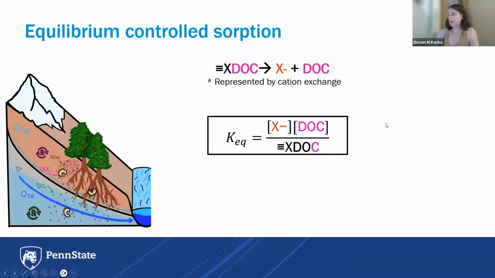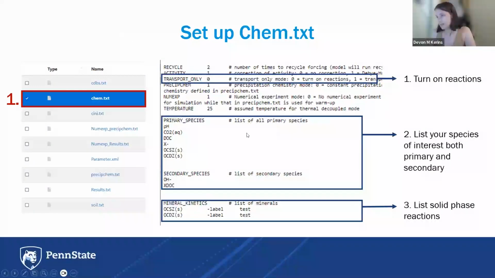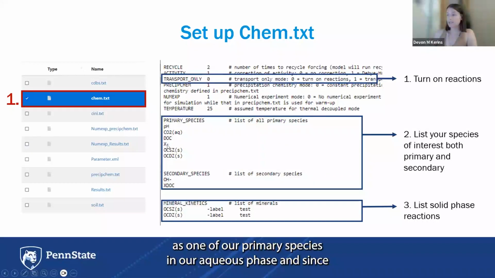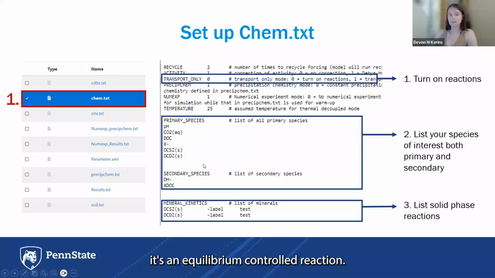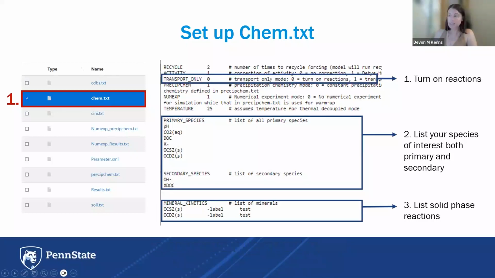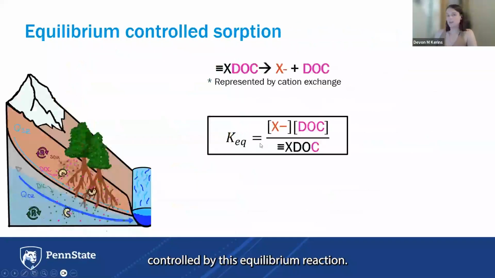And so in terms of our primary species, we will list X as one of our primary species in our aqueous phase. And since it's an equilibrium controlled reaction, we will list XDOC as our secondary species. And we'll list this as our secondary species because XDOC is a product of the combination of X and DOC controlled by this equilibrium reaction.